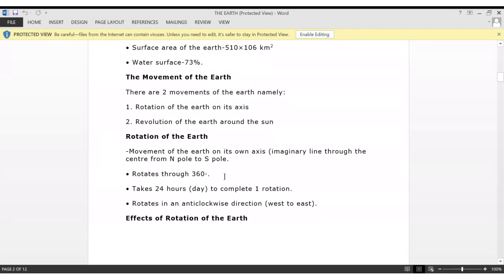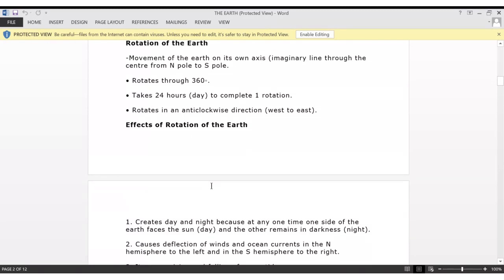Rotation of the earth refers to the movement of the earth on its own axis. It rotates through 360 degrees, and it takes 24 hours to complete one rotation. Remember that it moves in an anti-clockwise direction, that is from west to east. The effect of rotation is that it creates day and night, because at any point in time, one side of the earth faces the sun, and the other side remains facing the dark side.